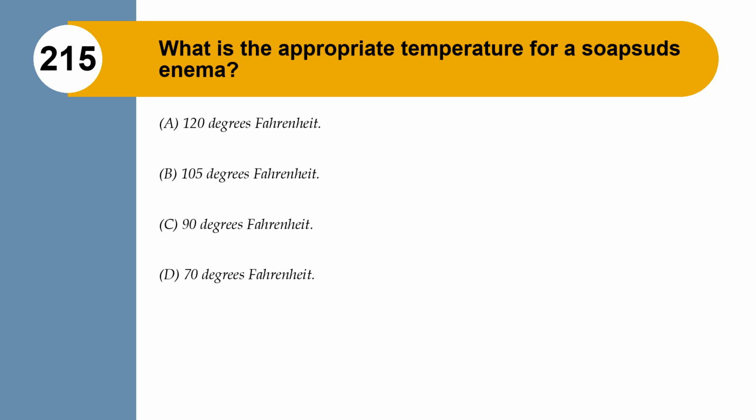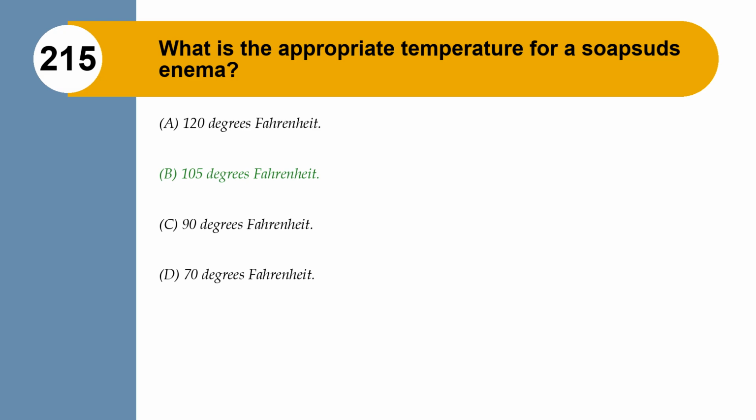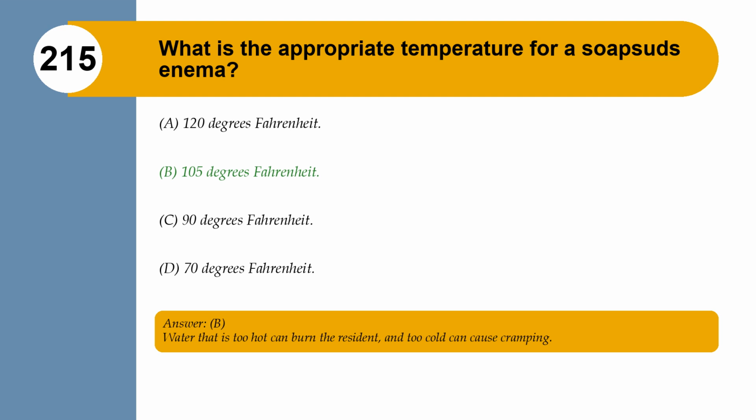Question 215. What is the appropriate temperature for a soapsuds enema? Option A, 120 degrees Fahrenheit. Option B, 105 degrees Fahrenheit. Option C, 90 degrees Fahrenheit. Option D, 70 degrees Fahrenheit. The correct answer is option B, 105 degrees Fahrenheit. Explanation. Water that is too hot can burn the resident, and too cold can cause cramping.